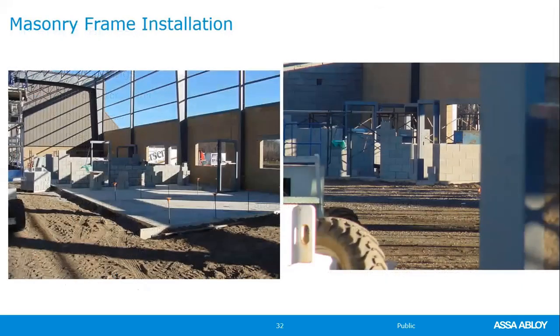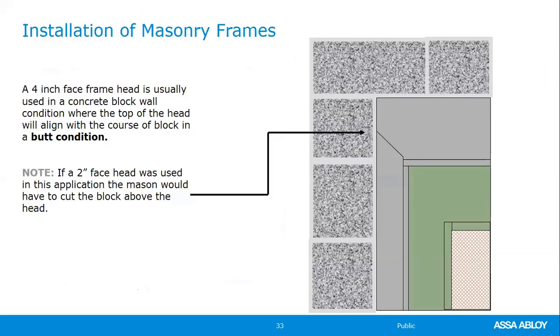And then with different types of installation for your masonry frame, this slide is just showing you that a masonry frame is set, they square it up, and then they build their walls to the frame. Along with the walls, they also have to install anchors. And we'll talk about that here in just a second.